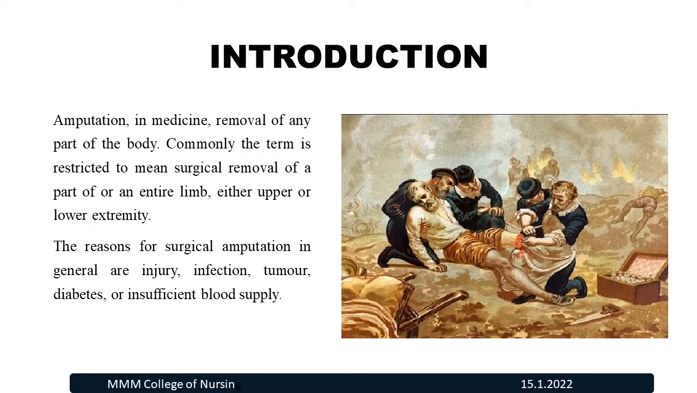As an introduction, amputation in medicine is the removal of any part of the body. Commonly the term is restricted to mean surgical removal of part of or an entire limb, either upper or lower extremity. The reasons may be injury, infection, tumor, diabetes mellitus, insufficient blood supply.